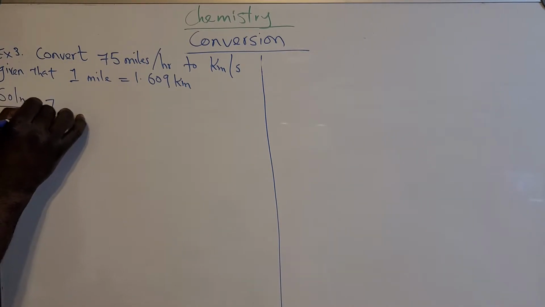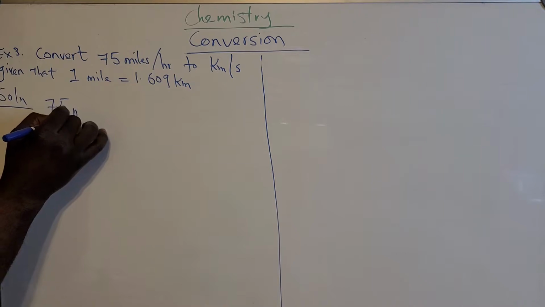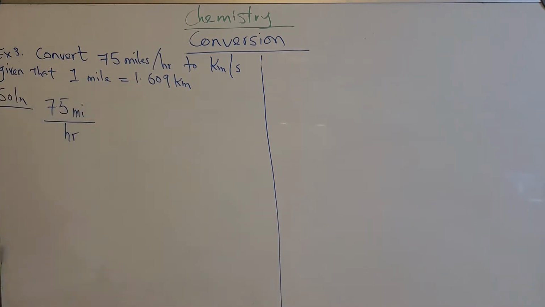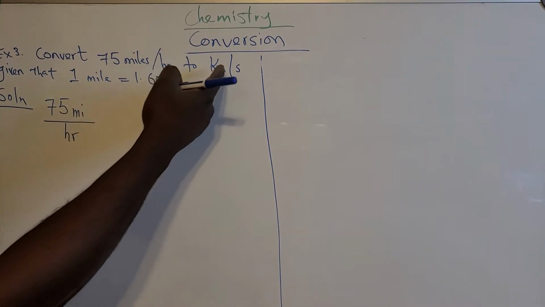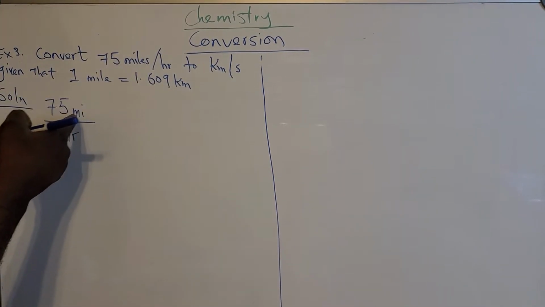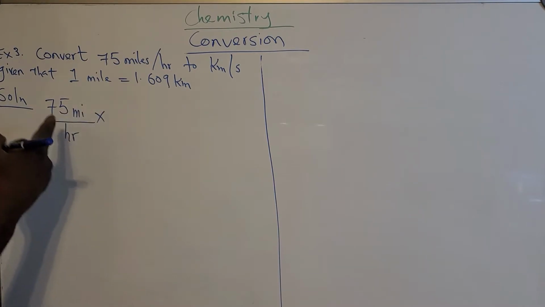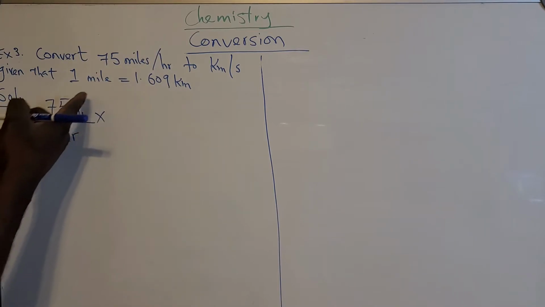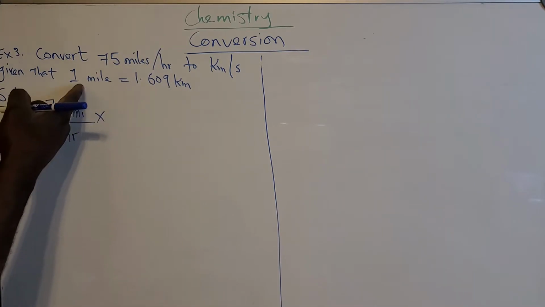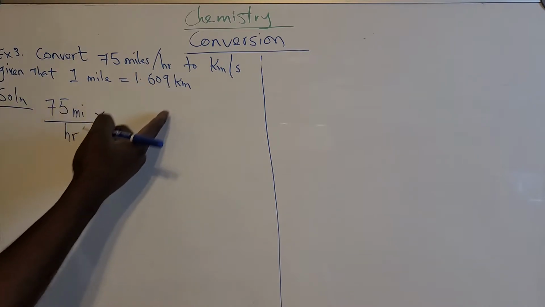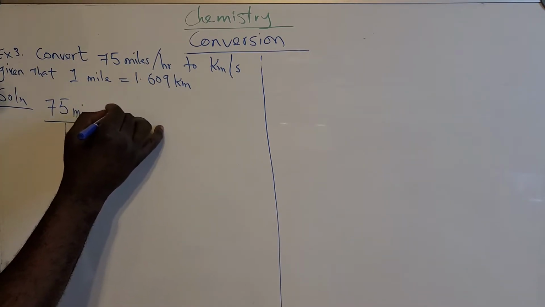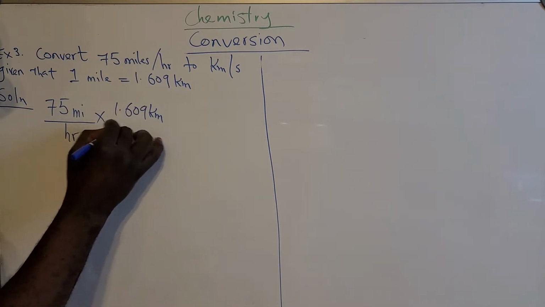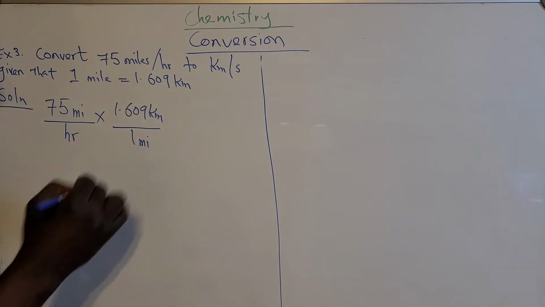Solution, 75 miles per hour. We're trying to eliminate the miles and the hours and convert them to kilometers and seconds. So let's do one for miles first, okay? We know that 1 mile is equal to 1.609 kilometers. Since we're trying to eliminate the mile, the 1 mile is going to be at the bottom and the kilometer is going to be at the top. So we're going to say 1.609 kilometers is equal to 1 mile, okay? So we get that covered.